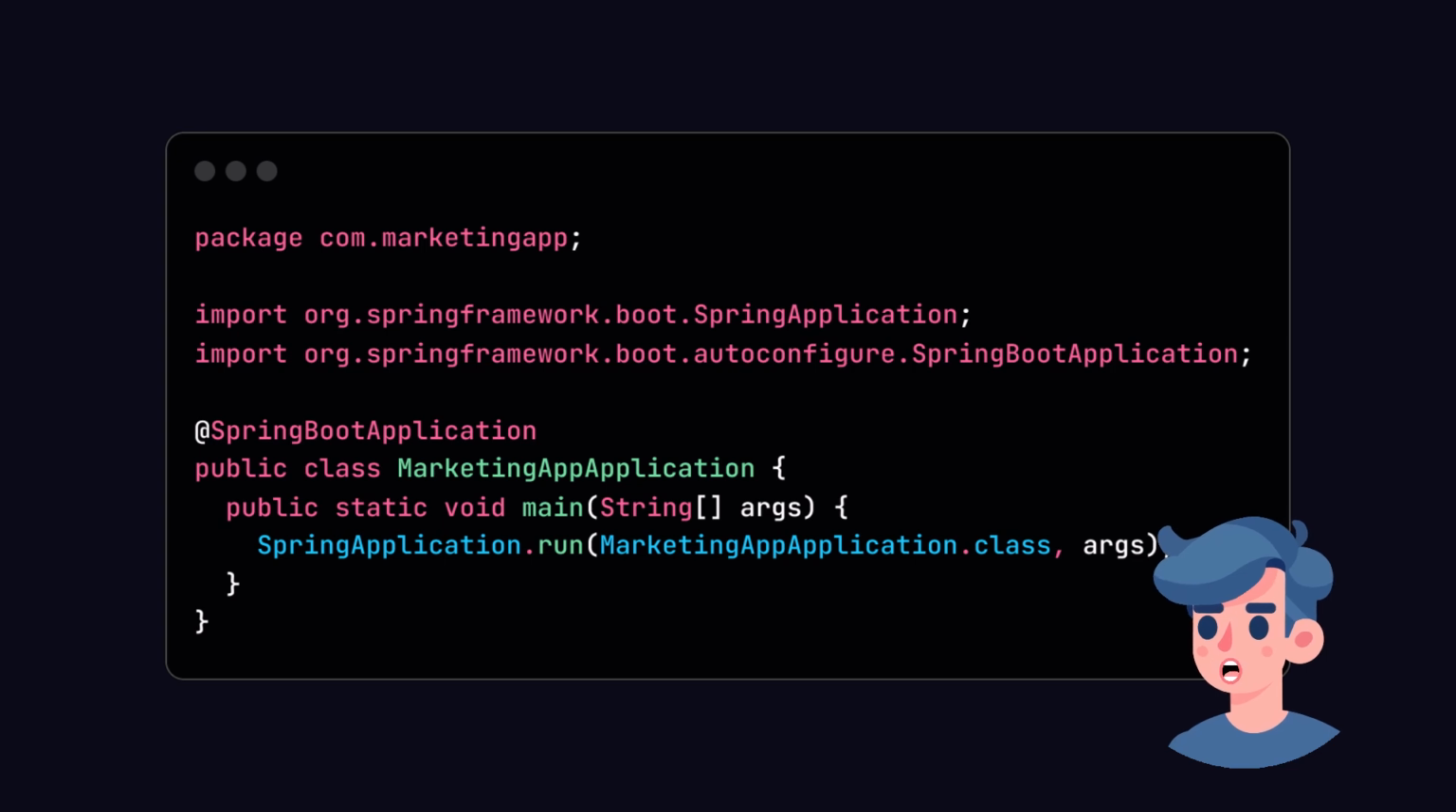This class will serve as the entry point for the Spring Boot application. Create a new Java class named MarketingAppApplication in the src/main/java/com/marketingapp directory and insert the following code.